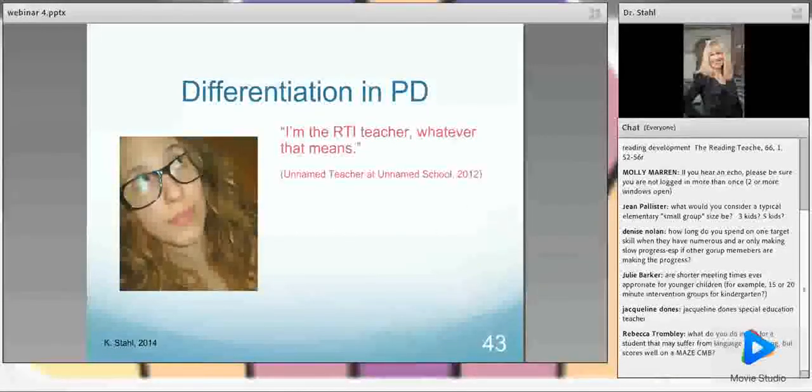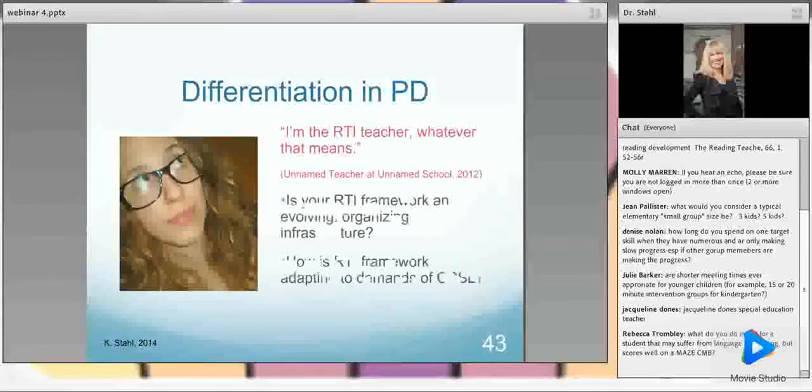In order to work a model like this, PD is needed for people who are interventionists. I was actually at a school, I didn't make this up, and when I was asking, just like I did at the beginning of this presentation, what role do you all play at your school? A teacher, and it was November, actually said, I'm the RTI teacher, whatever that means. That's frightening.